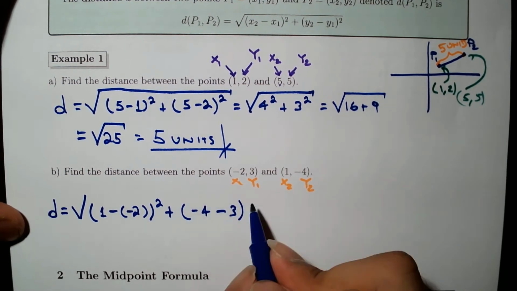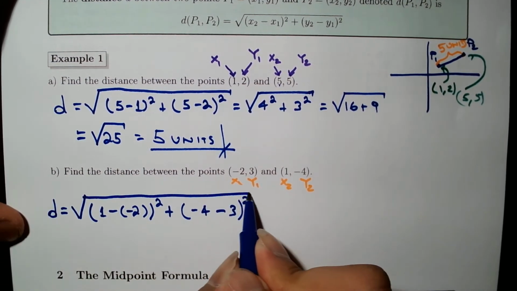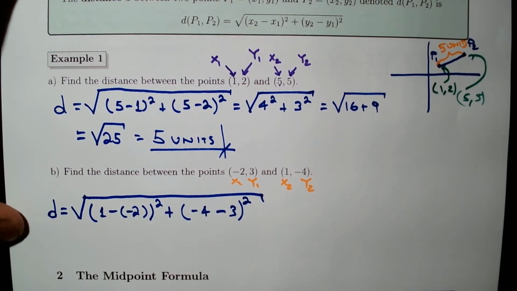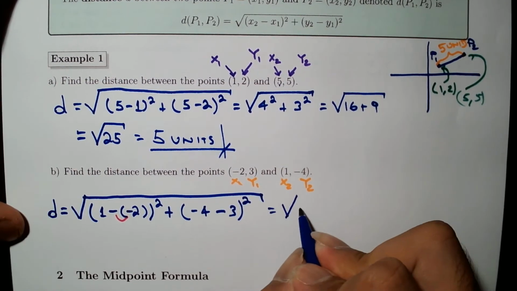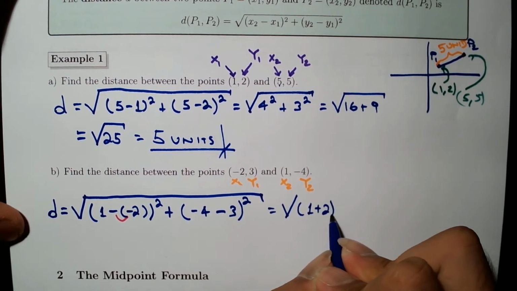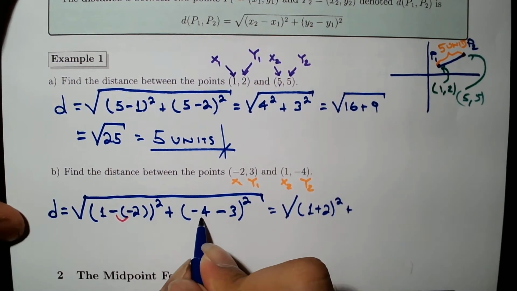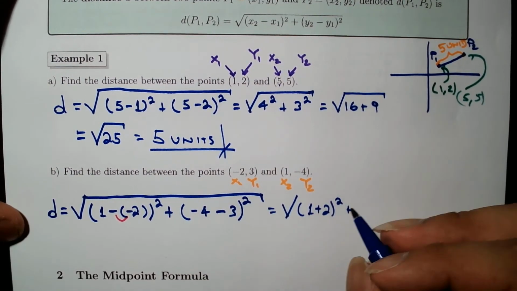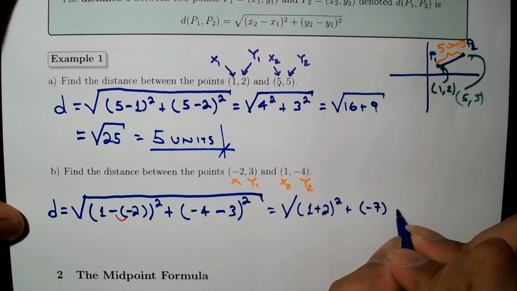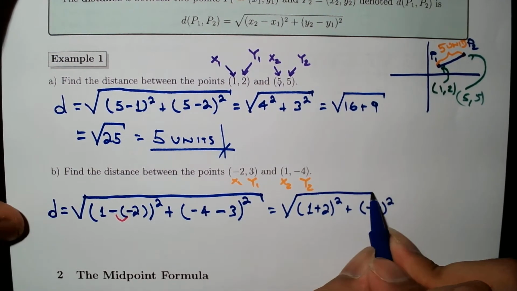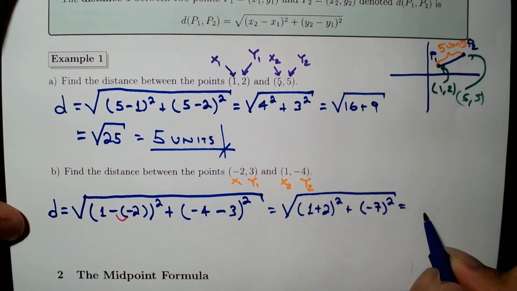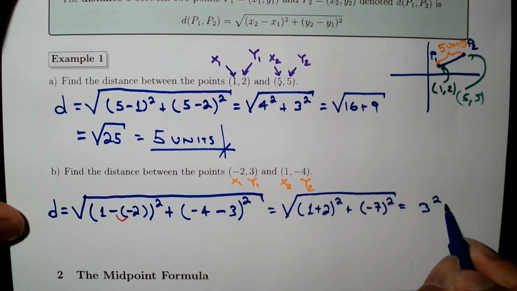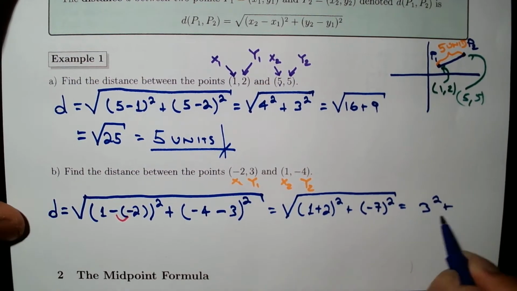So in this case, you might want to be very careful with the signs. Okay, so here again, keep in mind that you can use the smile rule here. So that's going to be 1 plus 2, quantity squared, plus negative 4 minus 3. That's going to give us negative 7 squared, which in this case this will be 3 squared plus, again, negative 7 squared.